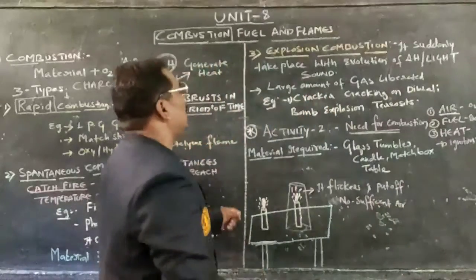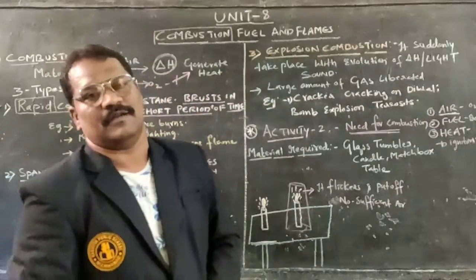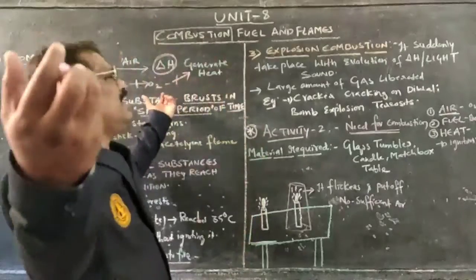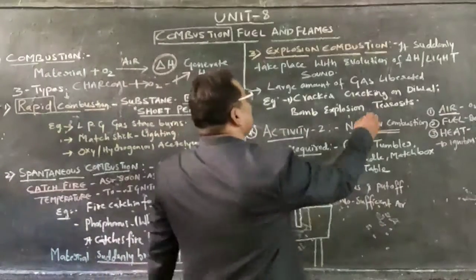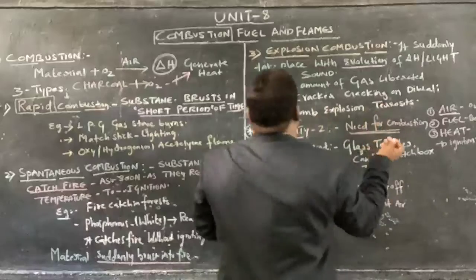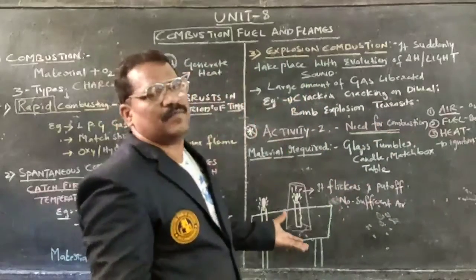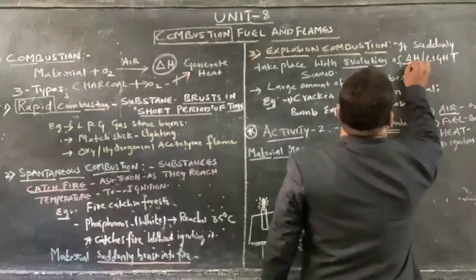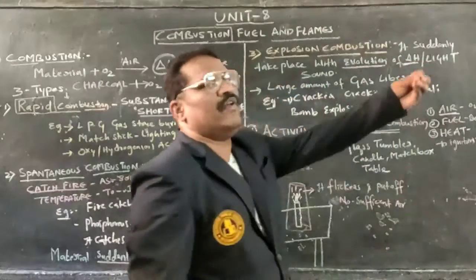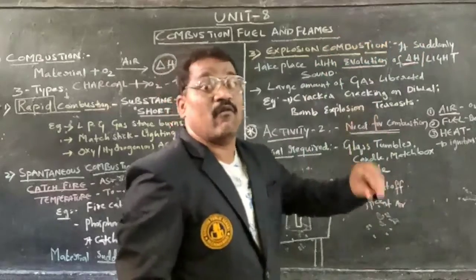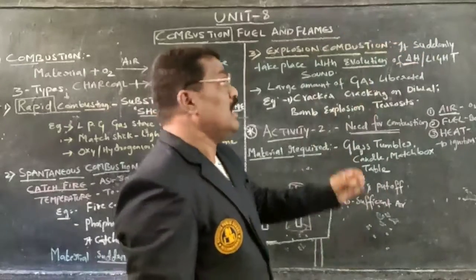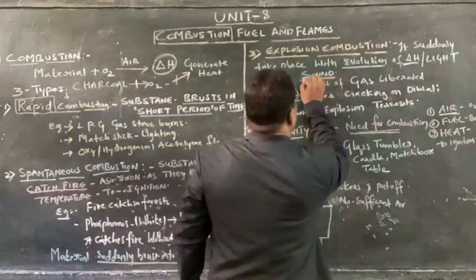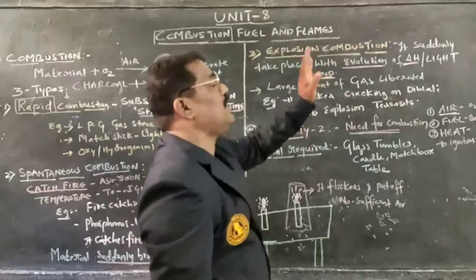Next one is what? Explosion combustion. What does it mean, explosion combustion? All of a sudden, what happens there? A solid suddenly bursts up. Due to that, evolution of heat takes place, evolution of light takes place, and evolution of sound also takes place there. These three things take place.